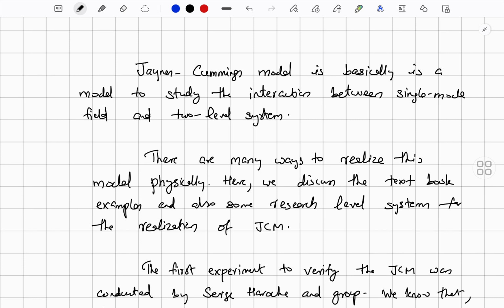Particularly we'll be focusing on the model which is discussed in your textbook, Introduction to Quantum Optics by Gerry and Knight. And we'll also discuss some of the models which are already in practice in several labs for research purposes.